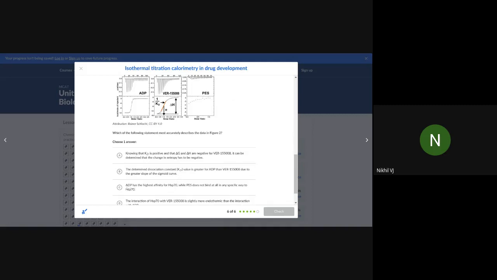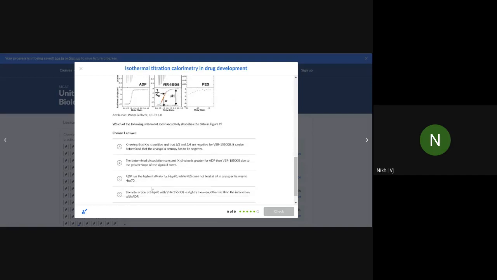Now we have here that ADP has the highest affinity, while PES does not bind in any specific way. And we can see that represented in the slopes of each curve. So we have the binding curve here, and generally a strong sigmoid curve, one that is very steeply sloped, indicates that we have high affinity. So in this case, the affinity is higher here than it is for either of the others. And PES does not have any strong binding curve. And so we can say that both parts of this one are true.